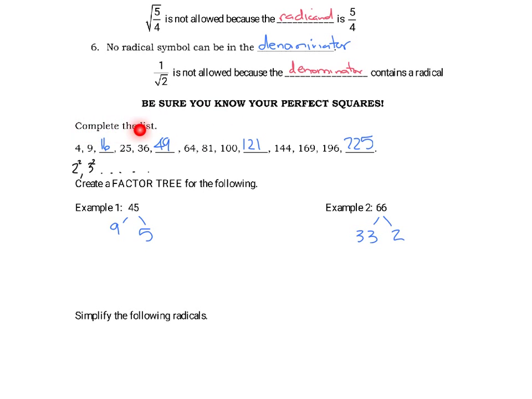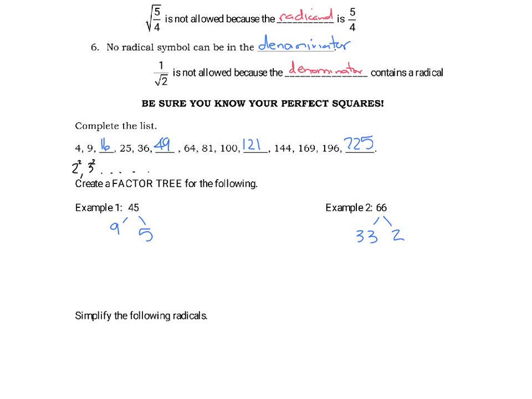So here is a complete list. When we talk about perfect squares, it's basically like 2 squared, 3 squared, 4 squared, 5 squared, 6 squared, 7 squared, and so on and so forth. So obviously it goes on forever.